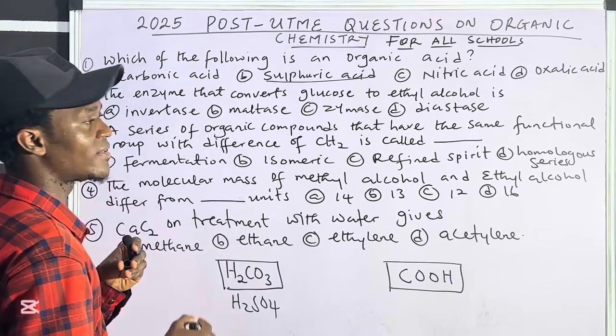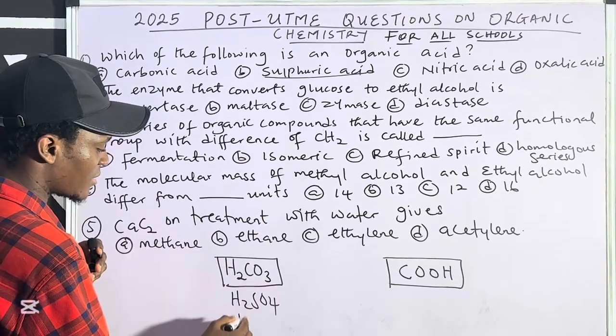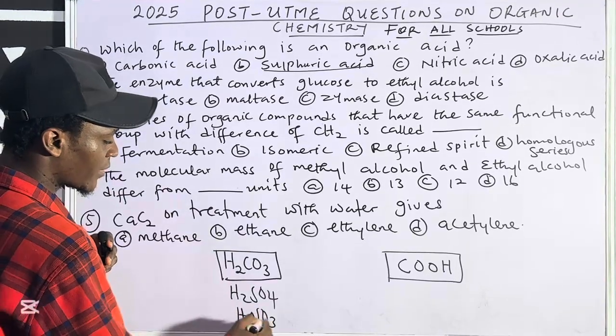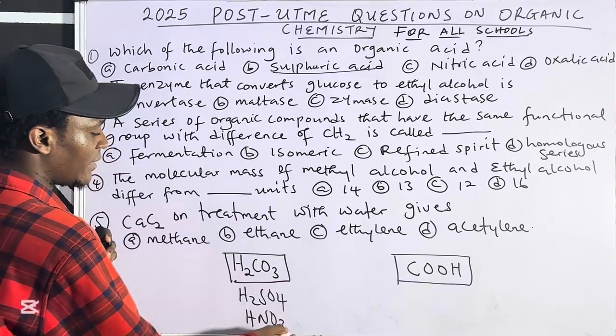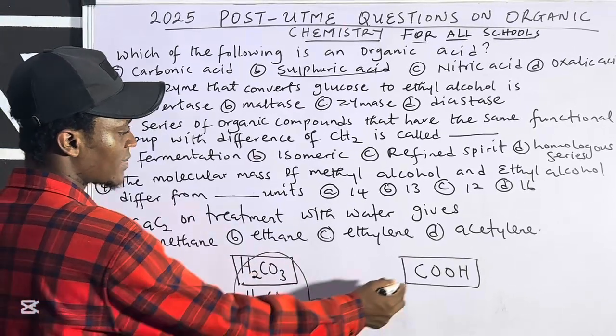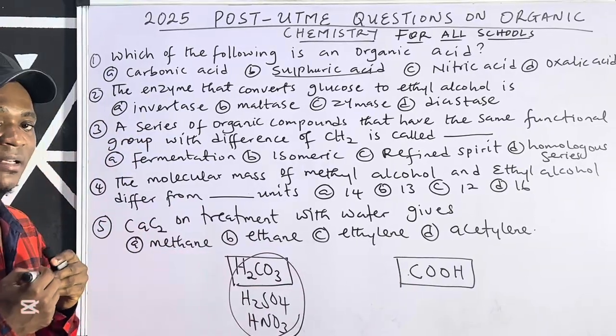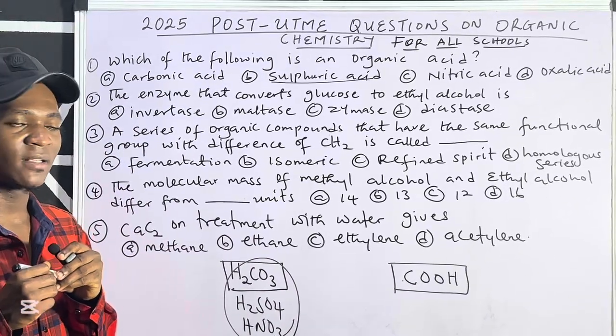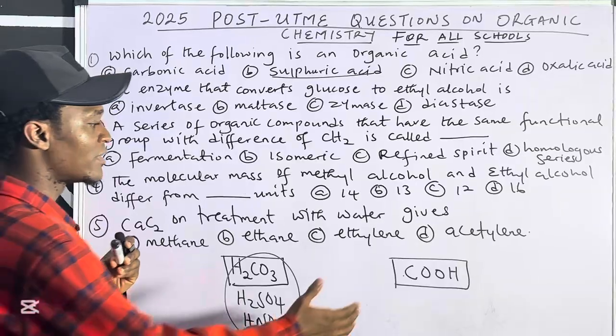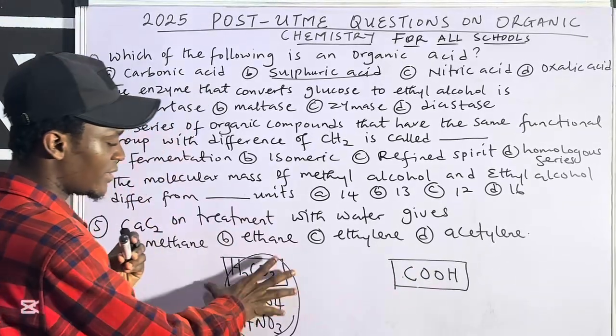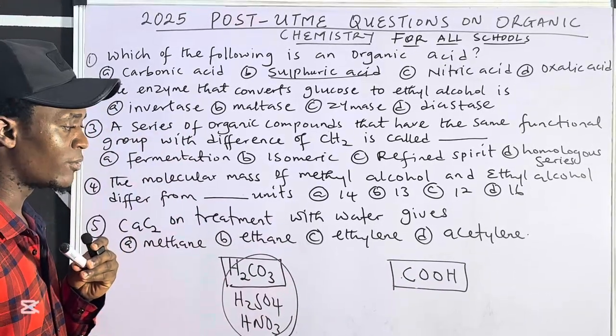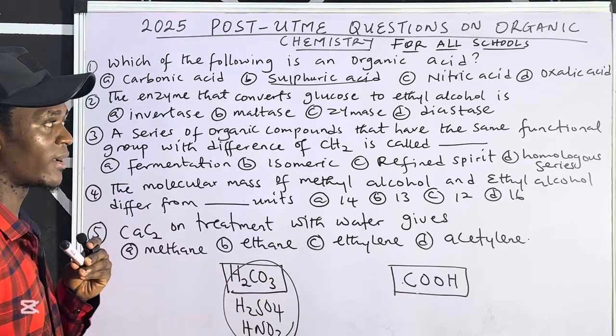Then option C is nitric acid. Nitric acid is written as HNO3. Then what do you observe? The three of them here, they are not possessing this guy because, like I said, how can you easily identify your organic acids? Is by the presence of COOH. So in these guys, you are not having COOH. So these ones are inorganic acid.